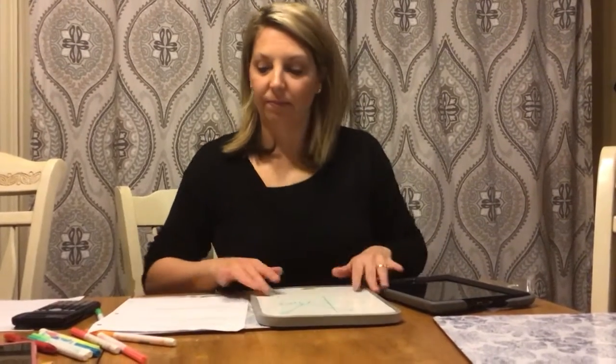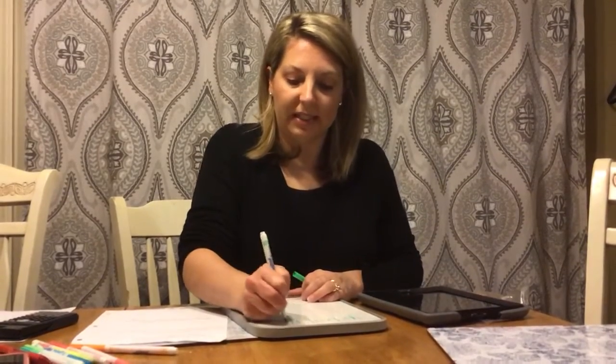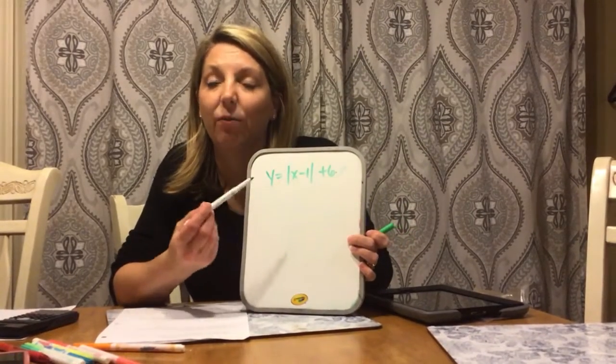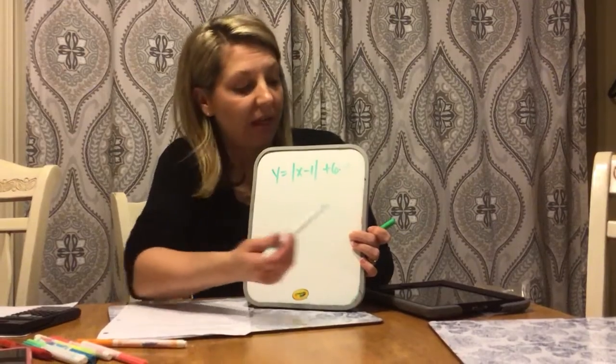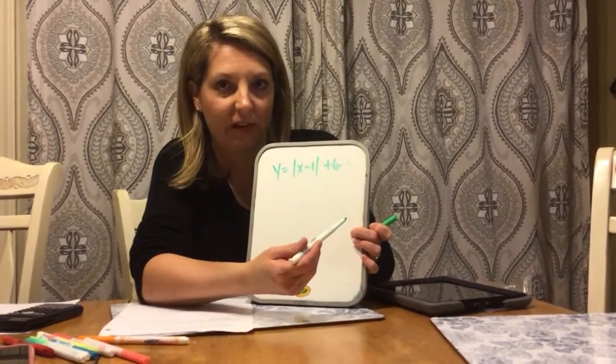So the first one, let me erase here, says y equals the absolute value of x minus 1 and then plus 6. Okay, so at this point, we want to know what is going to happen with the -1 inside the absolute value, and then what does the +6 do on the outside of the absolute value.